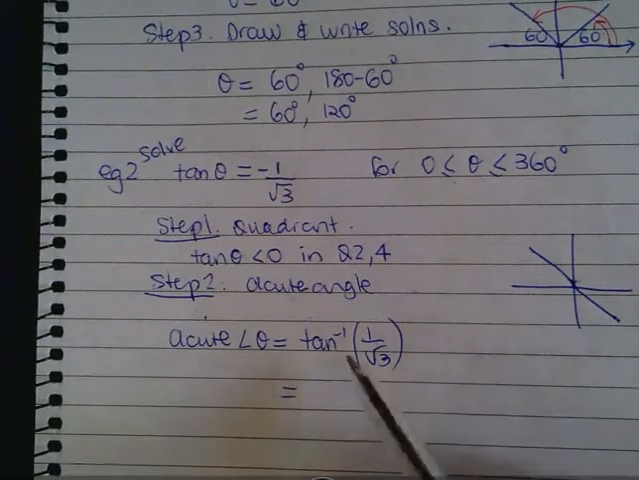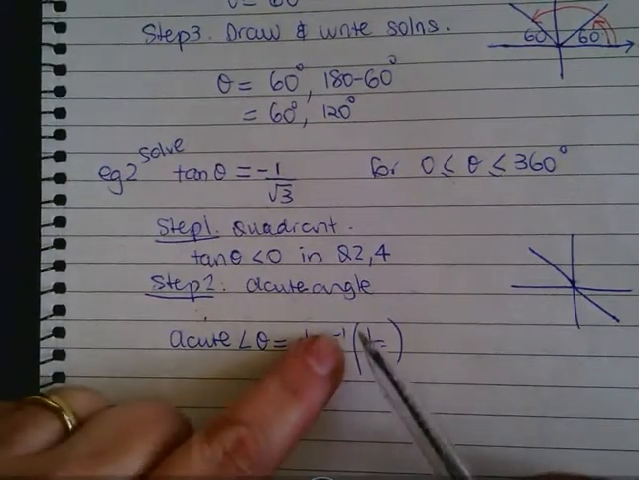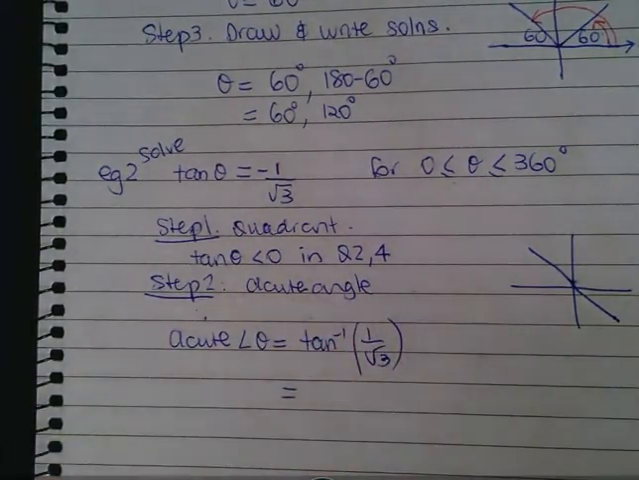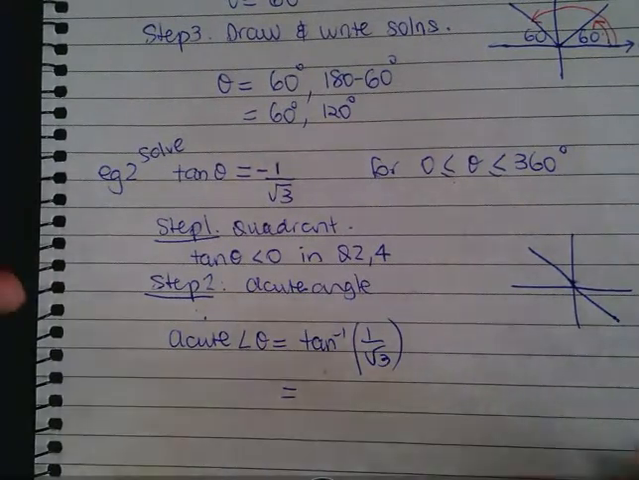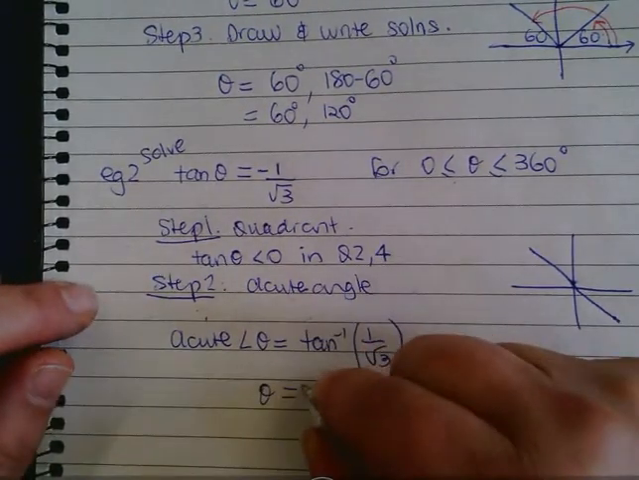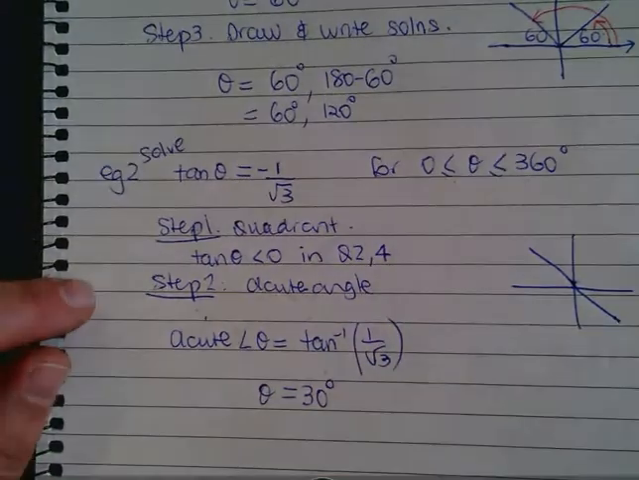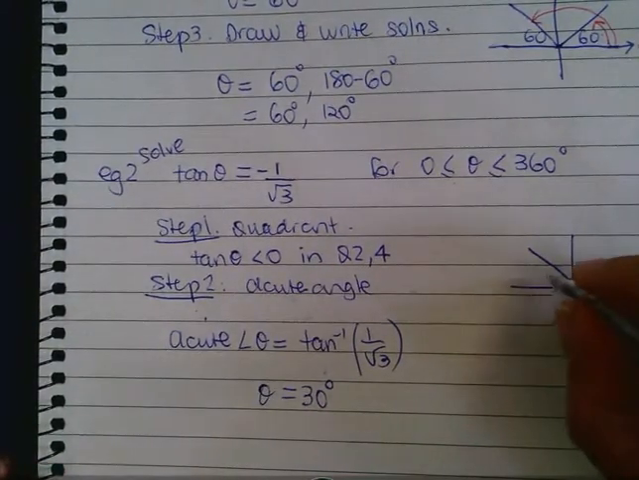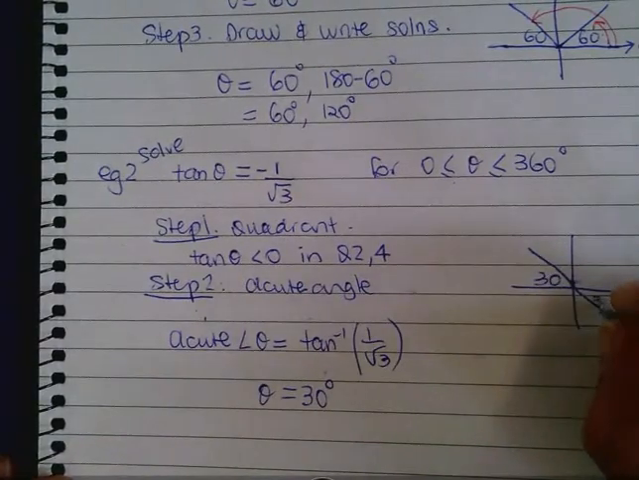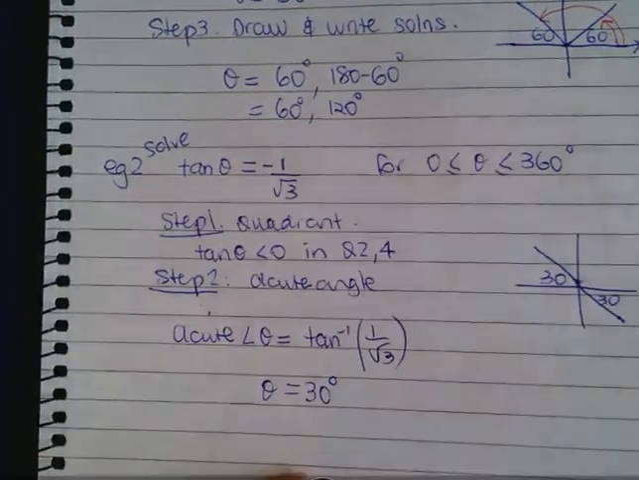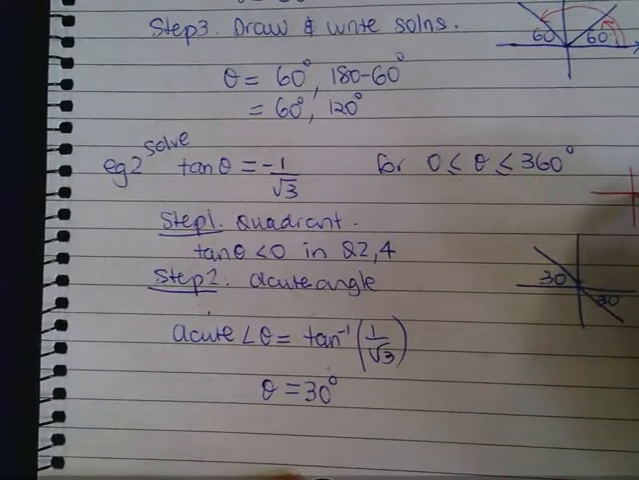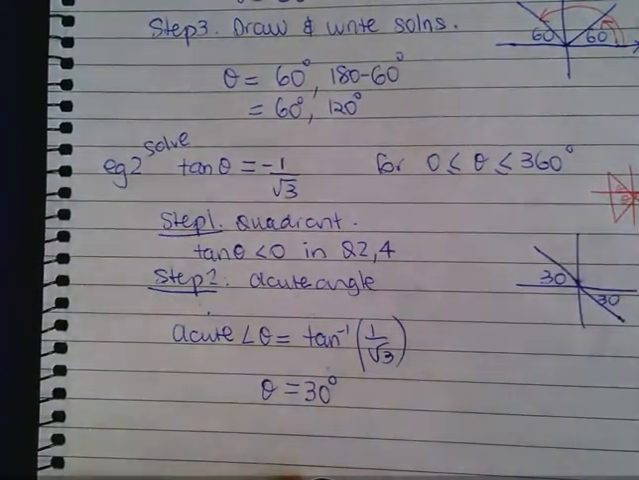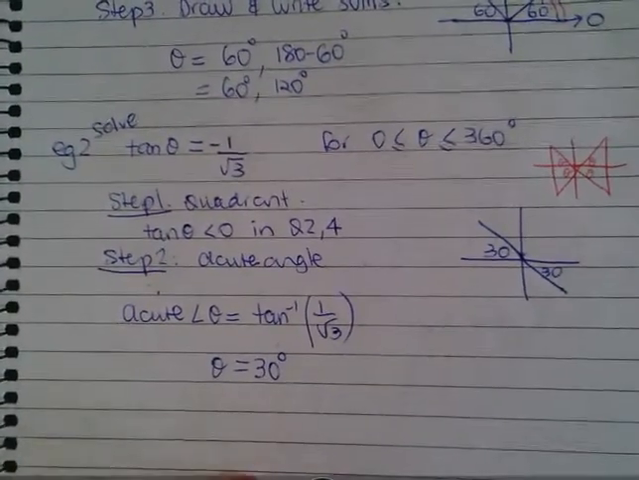If you don't, you just grab your calculator and you go shift tan, bracket, 1 divided by root 3, close bracket. And you get 30. Good. Now we know we're in quadrants 2 and 4. So you do your little sketch, and in quadrant 2 you put 30, and quadrant 4 you put 30. Just remember where the angles go, it's always like this, remember? That's where we're interested in the thetas, the butterfly.